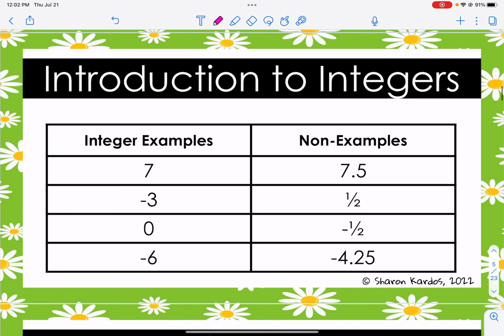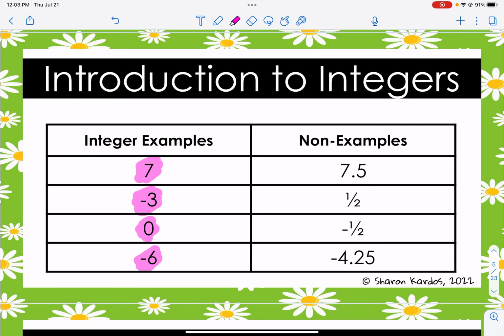So some examples of integers. Examples of integers would be these that we have on the left. 7 is an integer. It's a positive whole number. -3 is an integer. It's a negative whole number. Then we have 0, which is neither negative nor positive. And then I just threw in an extra one there, -6. I could obviously come up with an infinite number of examples for integers, but I just want to give you a few.